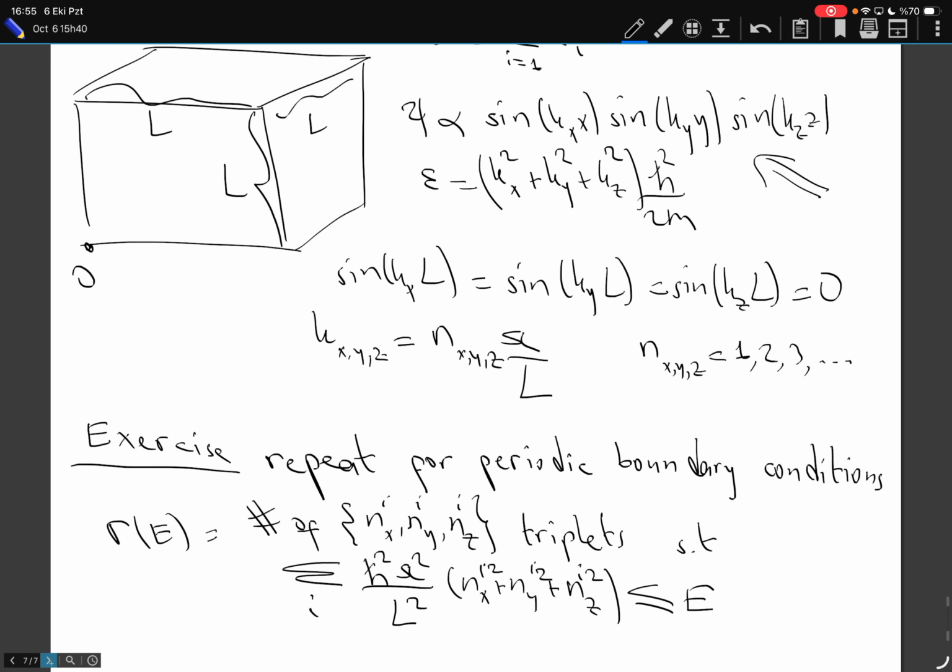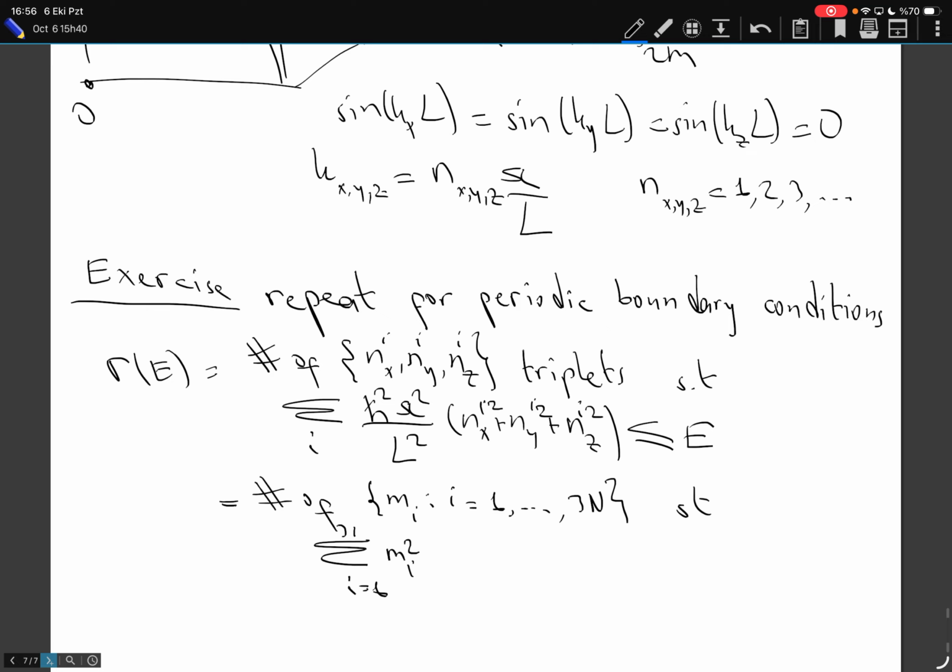You see, if I find 3n integers such that if I sum their squares and multiply by h bar squared pi squared over L squared, and this is less than E, I have a new state in this gamma of E. So I can also write this as the number of, let me use a different symbol, mi, i goes from 1 up to 3n, such that the sum over i of mi squared, i from 1 to 3n, is less than or equal to E times V to the 2/3 divided by h bar squared pi squared.